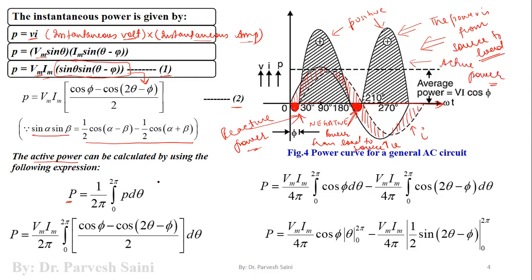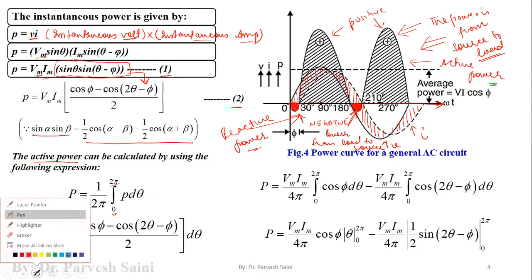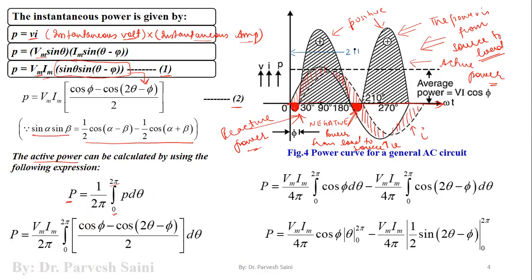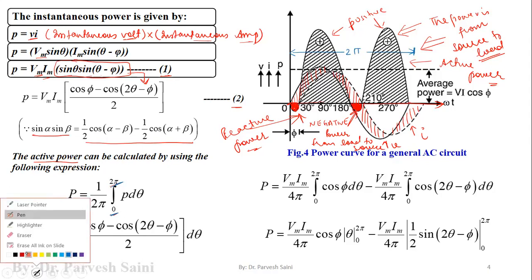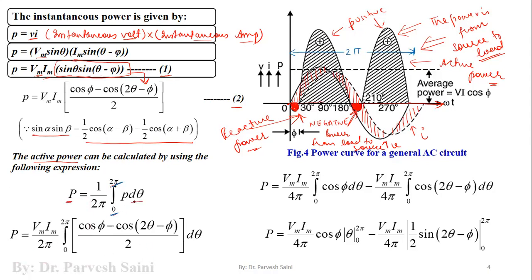Now, the expression can be obtained by putting these equations here and integrating this from 0 to 2 pi. Why are we integrating it from 0 to 2 pi? We can see that our power curve is obtained from 0 to 2 pi radians. So we will integrate it from 0 to 2 pi with respect to theta, and we get the expression. This is how we are solving the equation here.